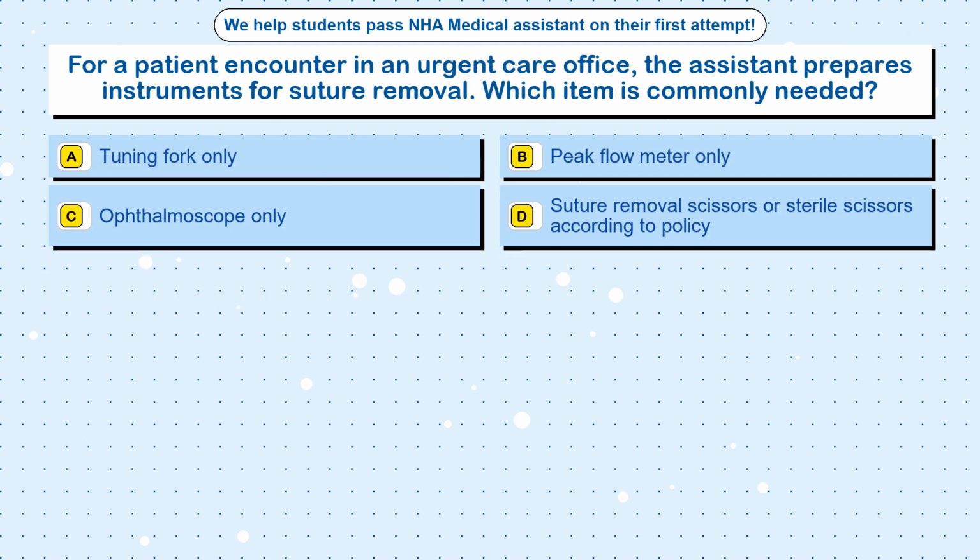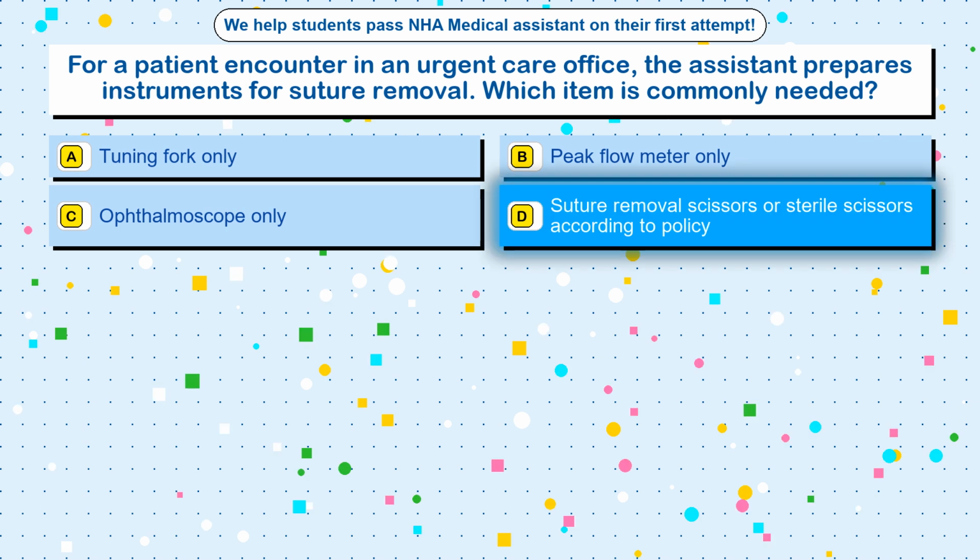Question 27. For a patient encounter in an urgent care office, the assistant prepares instruments for suture removal. Which item is commonly needed? Option A, tuning fork only. Option B, peak flow meter only. Option C, ophthalmoscope only. Option D, suture removal scissors or sterile scissors according to policy. The correct answer is option D, suture removal scissors or sterile scissors according to policy.